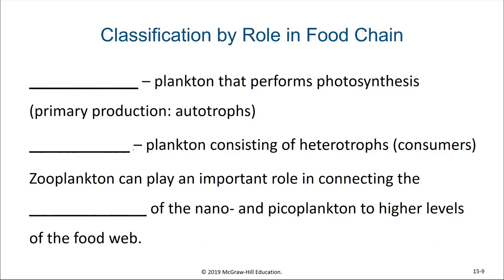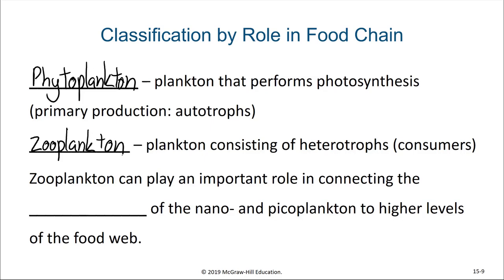Another way to classify plankton is whether they are primary producers or not. Phytoplankton are the primary producers. They perform photosynthesis, and so they use light in order to generate organic molecules. Zooplankton, on the other hand, are heterotrophs, or consumers. Yet, the zooplankton can play a very important role in connecting the production of nano and picoplankton.